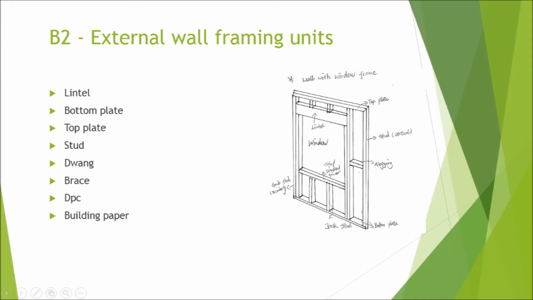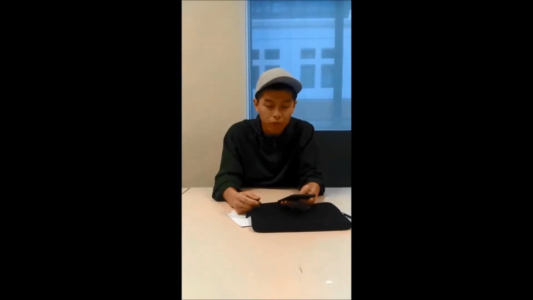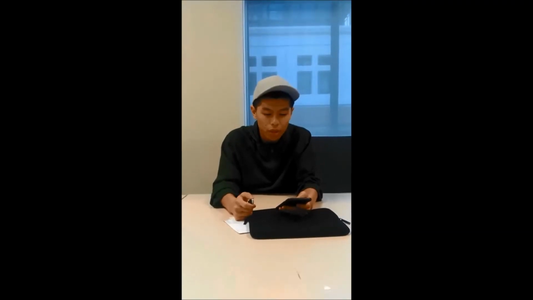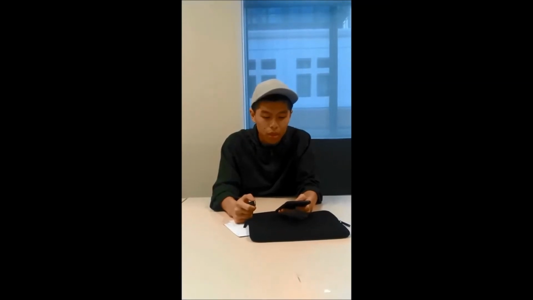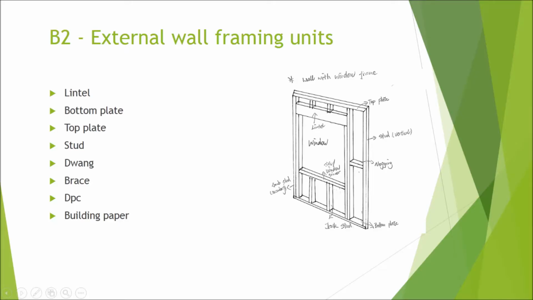There are 8 commonly used components of external wall framing: the lintel, bottom plate, top plate, stud, dwang, brace, the DPC layer, and the building paper. The size of material that I observed at the site, the lintel, is 190 millimeters width, 905 millimeters length and 60 millimeters thickness. The bottom plate depends on the material's length and width, as does the top plate.